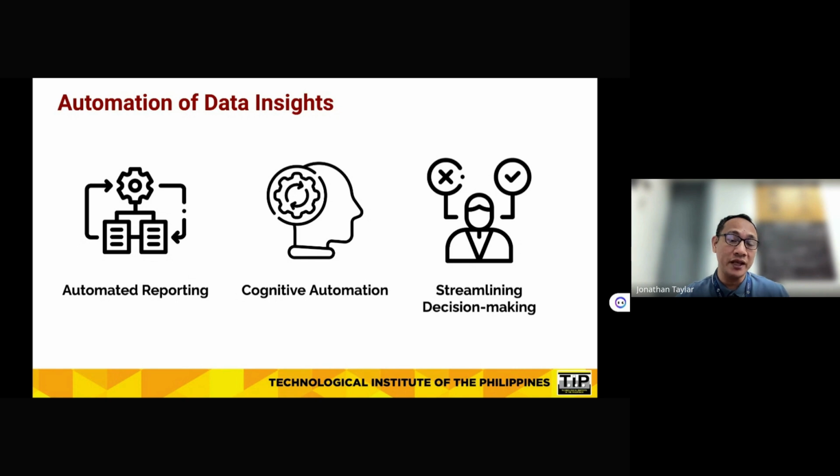For example, understanding, natural language reasoning, and decision making. Automation of data insights streamlines decision-making processes by providing timely, relevant, and actionable insights to decision makers by automating routine tasks and analysis. Organizations can now accelerate decision-making cycles, and they can respond quickly to changing conditions.